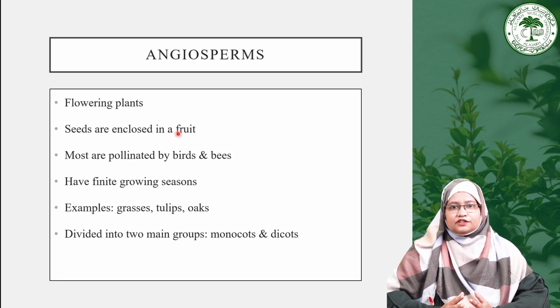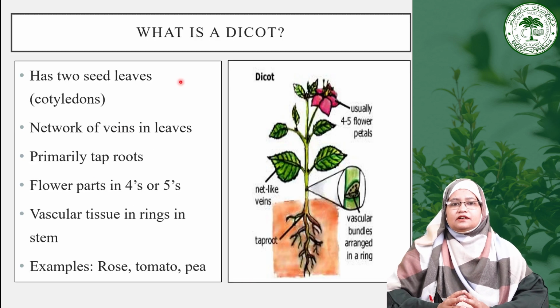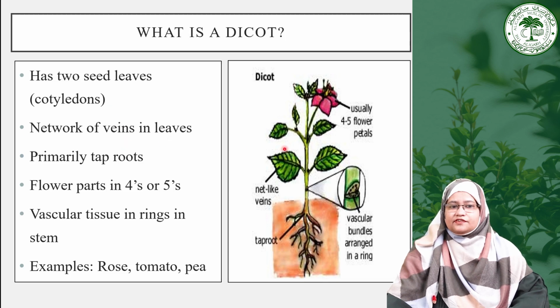First of all, angiosperms are divided into two main groups, the monocots and dicots, and the first is the dicot. So, what is a dicot? Dicot plants generally have two seed leaves, termed cotyledons. They have a network of veins in the leaves, termed reticulate venation. Then they have mainly a taproot system, as you can see here, and the flower parts are either tetramerous or pentamerous.